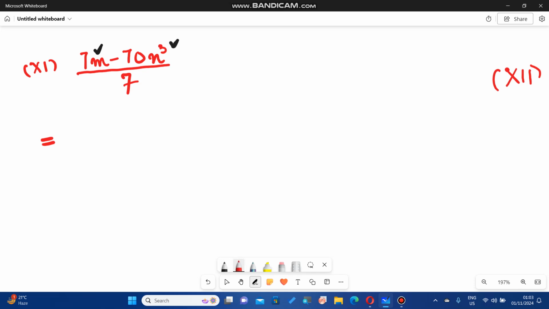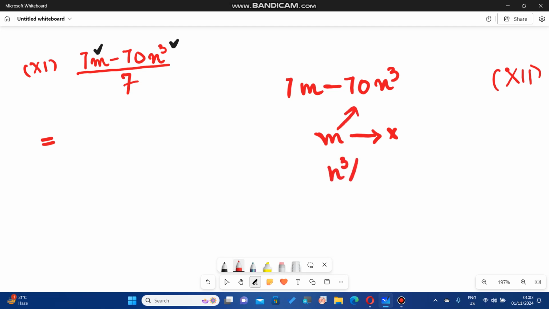What here we are going to do? We are going to take common out of it. We have 7m minus 70n cube. Can we take m common? No, since it's missing in 70n cube. Can we take n cube or simply n common? No. Why? Because it's missing in 7m. We cannot take both of the variables common. Variables cannot be taken common.